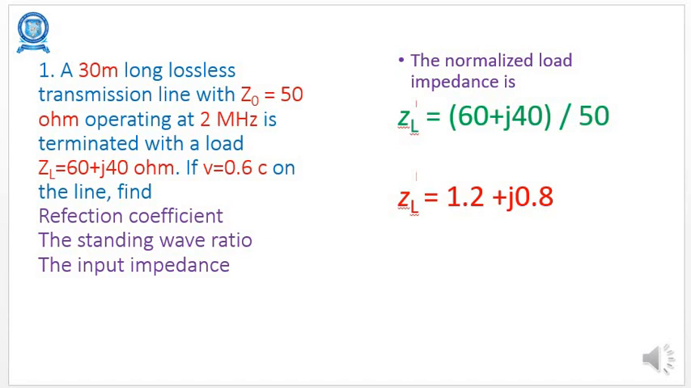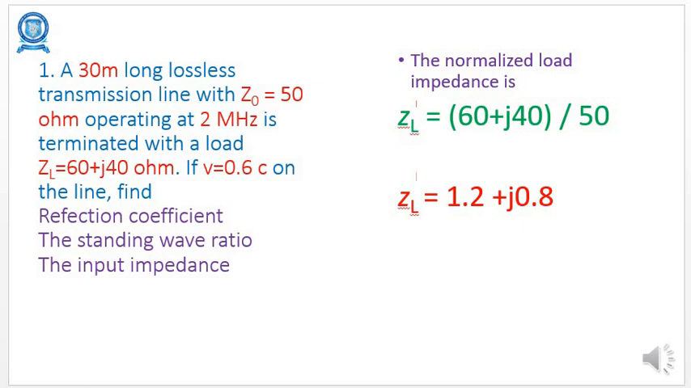Example, consider the problem. A 30-meter long lossless transmission line with characteristic impedance 50 ohm operating at 2 MHz is terminated with the load ZL equal to 60 plus j40 ohm. The operating velocity is 0.6 times C on the line. Find the reflection coefficient, standing wave ratio and input impedance.